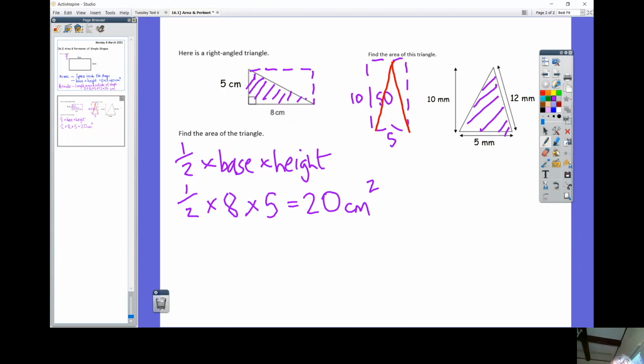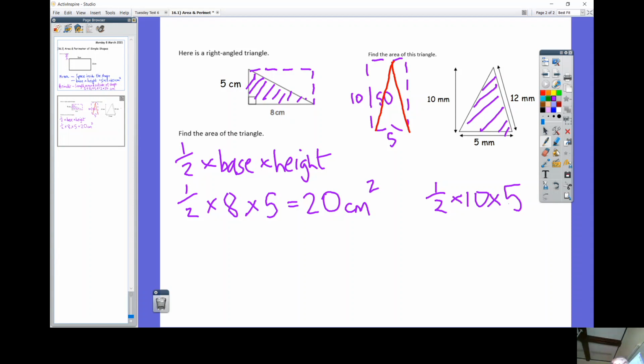Yes, Thomas. Say again? 5 times 10, and then what are you going to do to it? Lovely. So note what Thomas just said. He said he's going to do half times 10 times 5. He's right. Why did Thomas take 10 and not 12? Isla. The height, no, the height of the... Yeah, all right. But it's the height that the rectangle would be beforehand. Which height is it of the triangle? Isla's right. It's the height of the triangle, but the 12 is not the height we need.